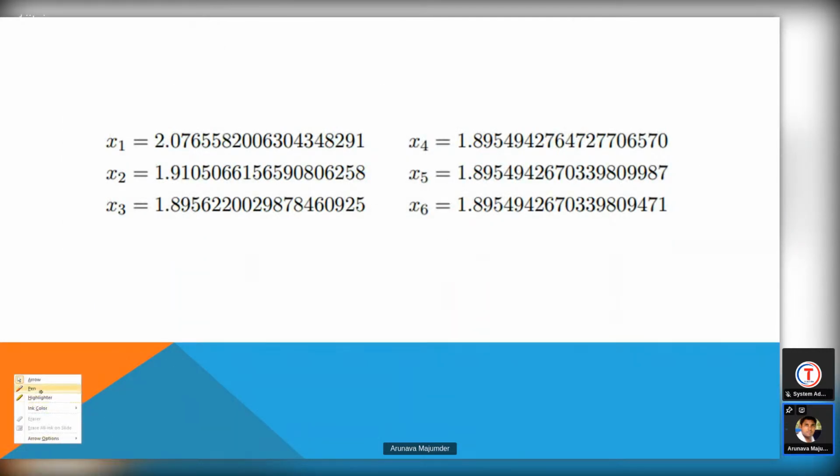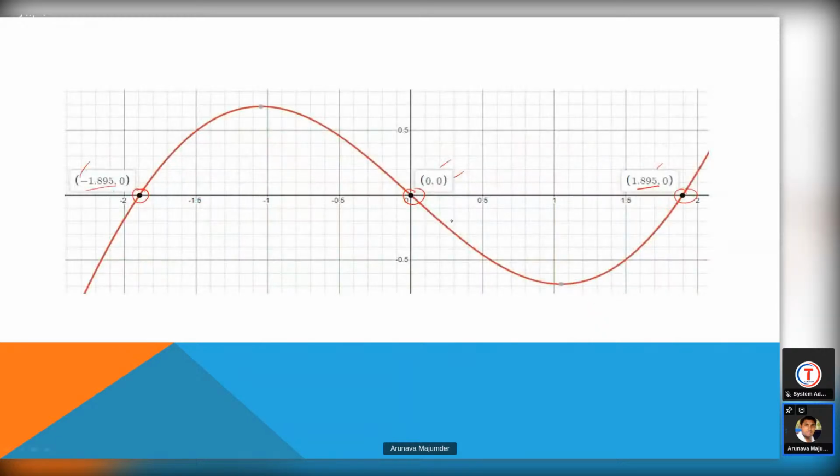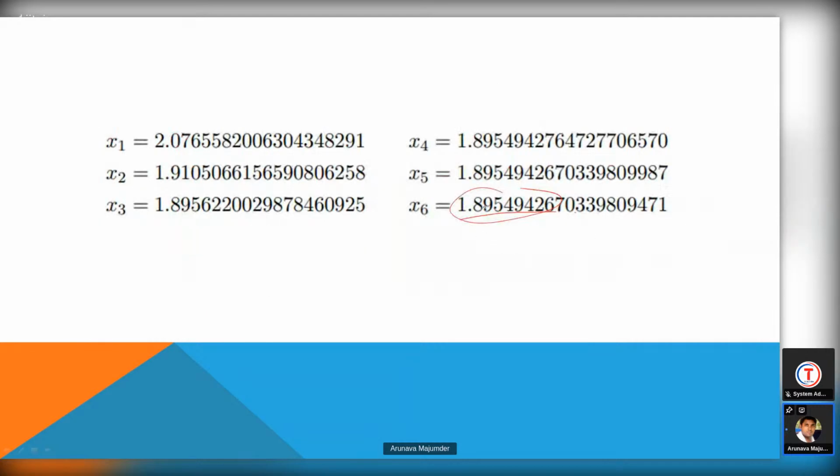Look at this, 1.895. This is the iteration method. After this iteration, x6 is 1.895. So this is the solution you can see, and it matches this curve also. You can see the positive solution is 1.895 here also. So 1.89549. So this is the solution.